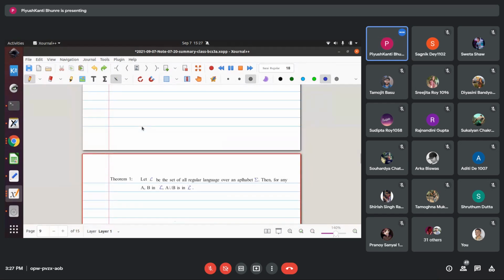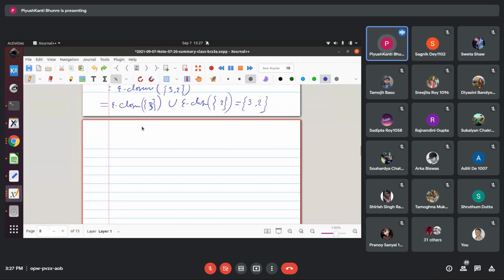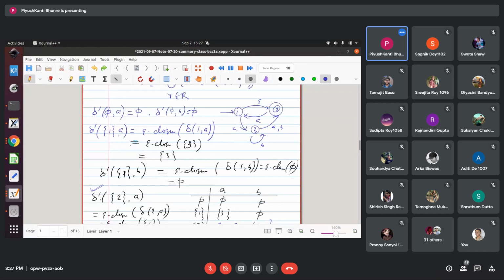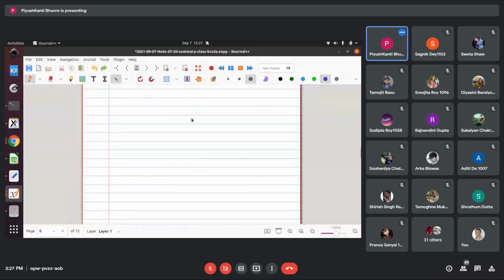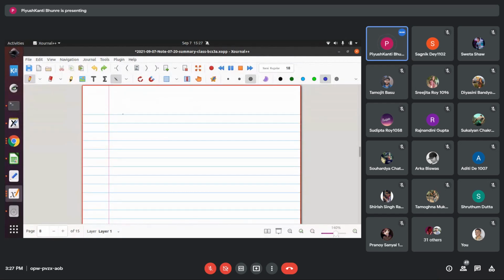Fine. Yes. So the next one that we want to do is closure properties of regular languages. Yes. So basically, we do something here, that regular language closure property, basically closure property.